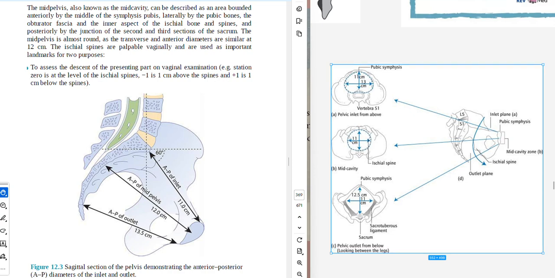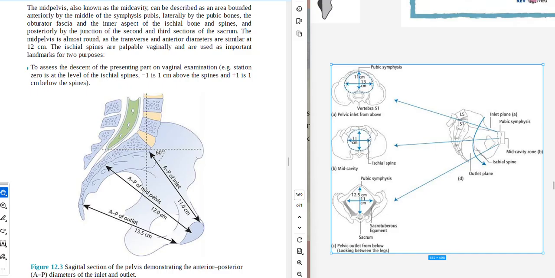So why can we feel them during a vaginal examination? The examiner inserts two fingers into the vagina. The ischial spines project inward, so they are easily palpated, and this makes them a reliable internal landmark. So when you measure the station, it tells us how far the presenting part, usually the fetal head, has descended in relation to the ischial spines.